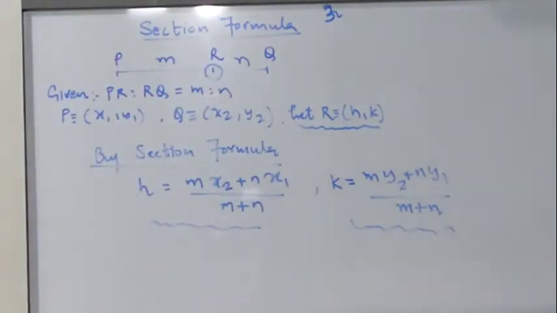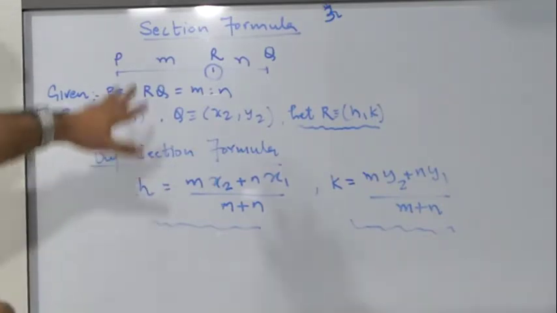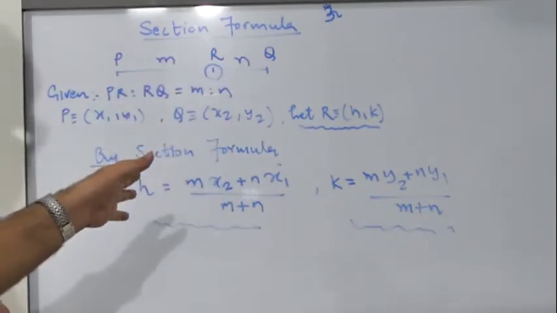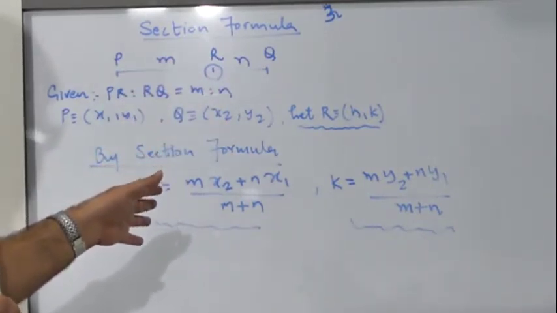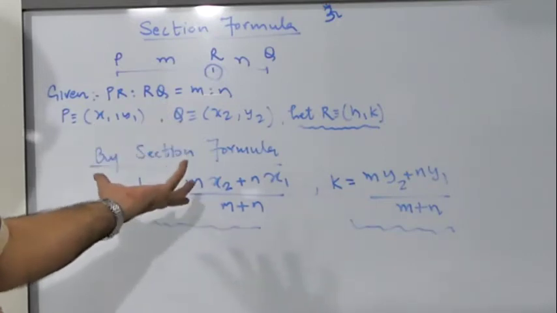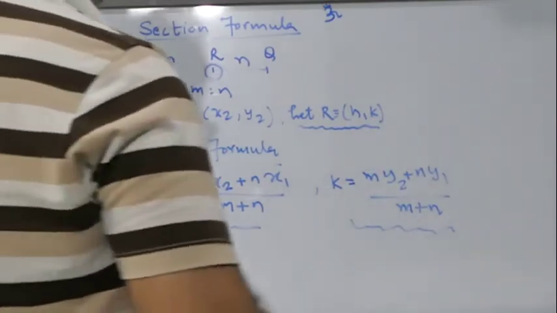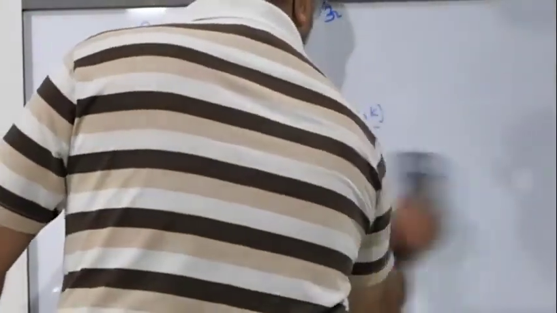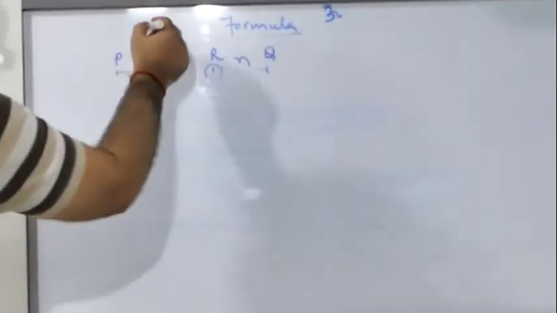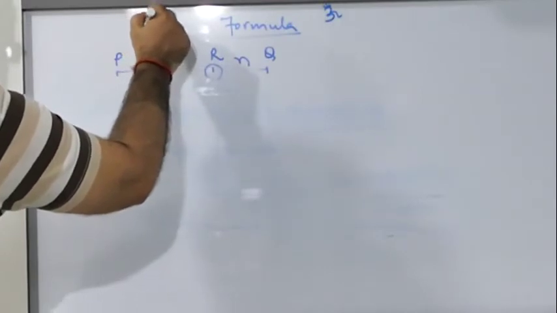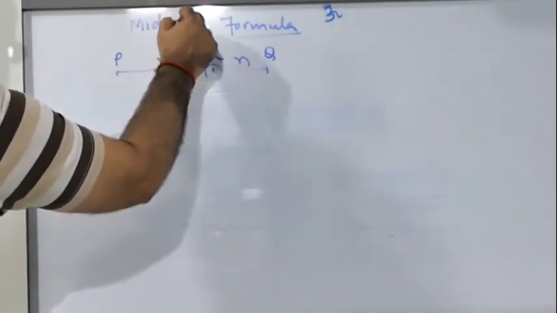Okay? Now, further to the section formula, you have got two more formulas, which are the midpoint formula and the centroid formula. These are extensions of section formula, right? So what are they? Let us see now. Now we will be doing the midpoint formula.